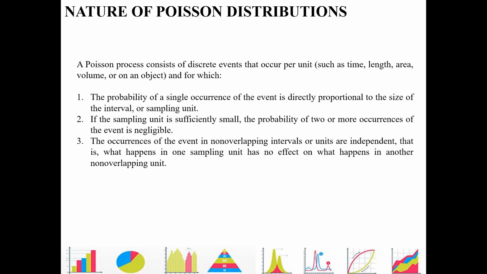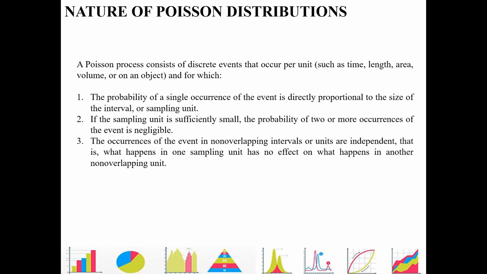So, discrete events. So, it's more of a counting numbers. So, the probability of a single occurrence of the event is directly proportional to the size of the interval or sampling unit. So, if the sampling unit is sufficiently small, the probability of 2 or more occurrences of the event is negligible. So, halos maliit na lang siya.